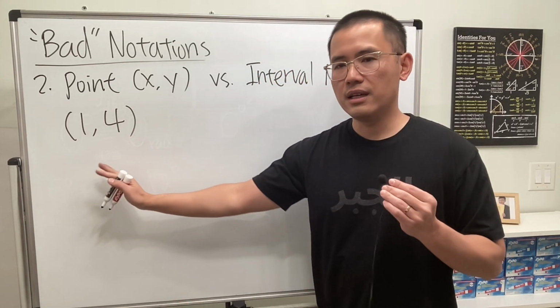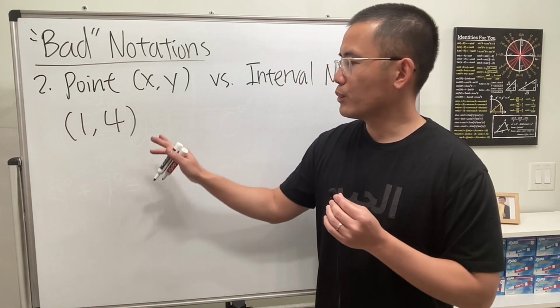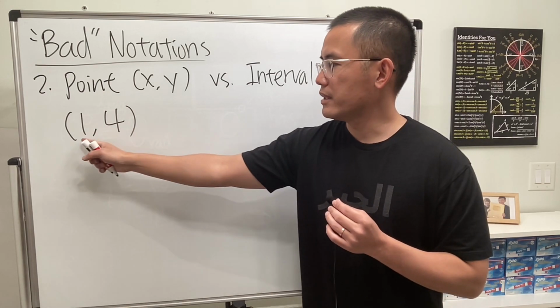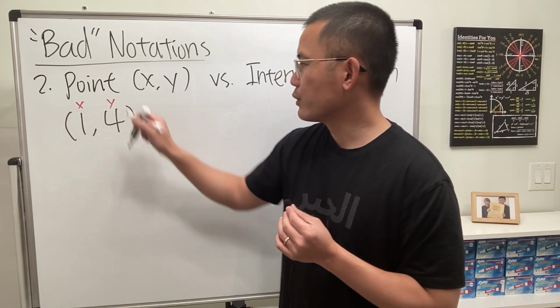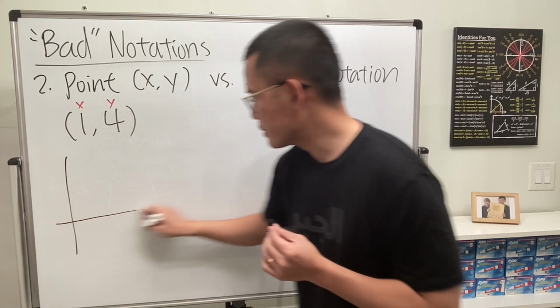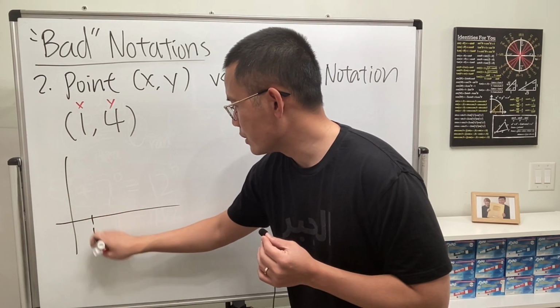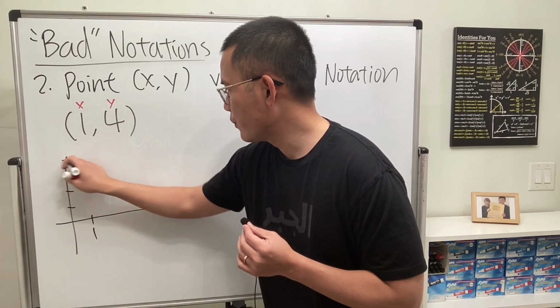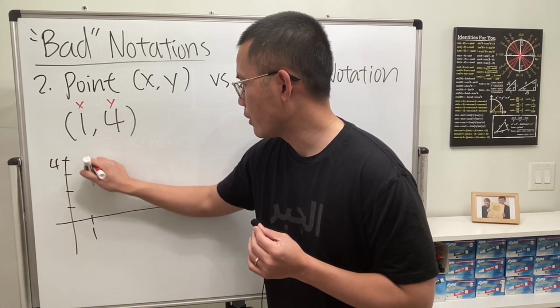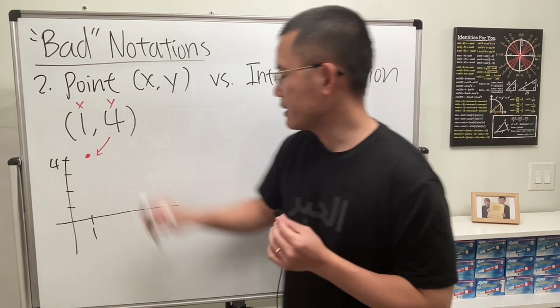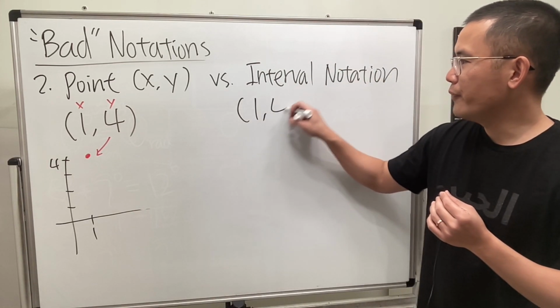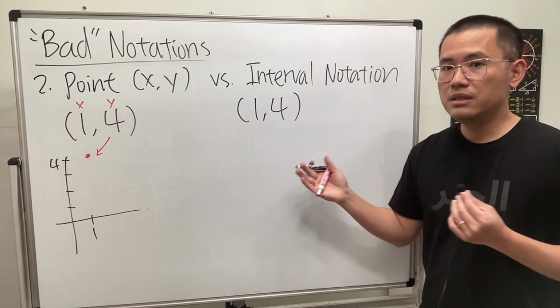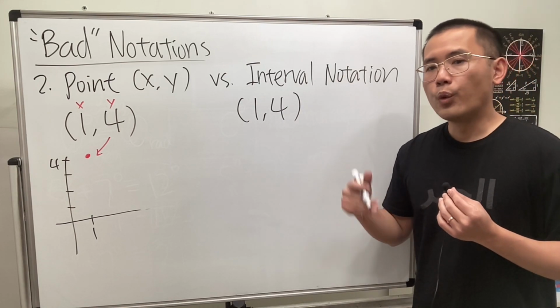If I just put this down on the board, without any context, you can interpret this as a point, meaning the x value is 1 and the y value is 4. And of course, you can just go ahead and plug them in. X is right here is 1, and 1, 2, 3, 4 is 4 right here. So you have our point. Everybody happy, right?